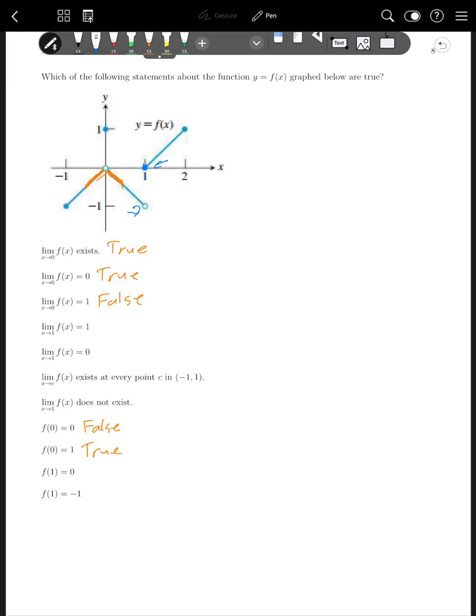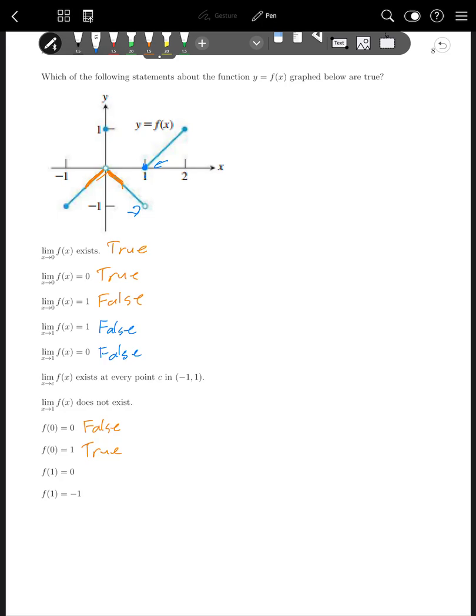Well, as we get close to 1 on the right side, it sure looks like we don't approach 1, right? We actually approach 0. And on the left side, we approach negative 1. So this limit is definitely false because on neither side does it approach 1. But this second one is also false because it doesn't approach 0 from both directions. From the left, it approaches negative 1. On the right, it approaches 0. So that's false.